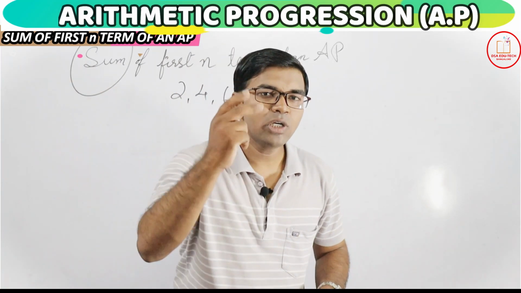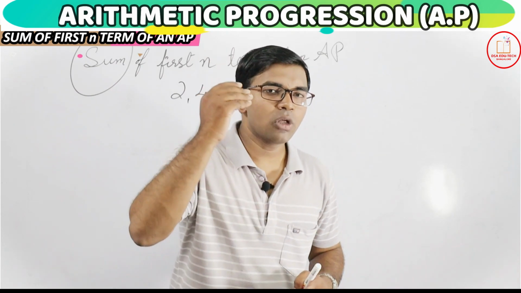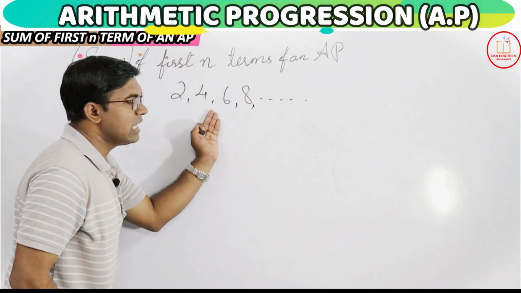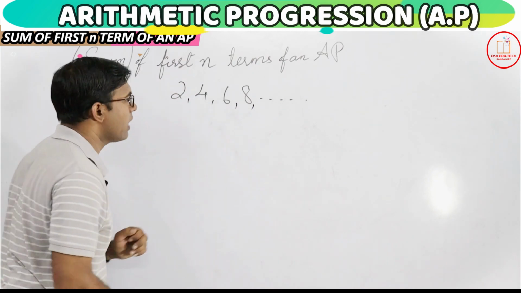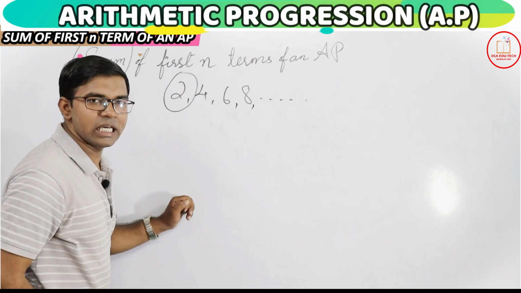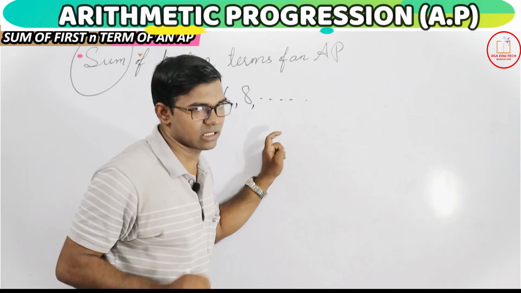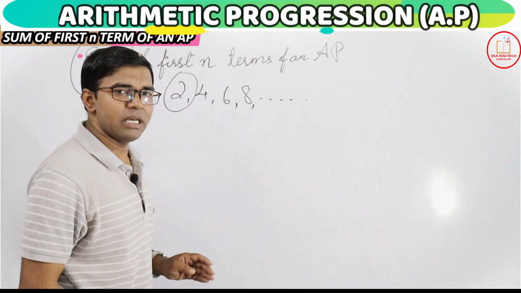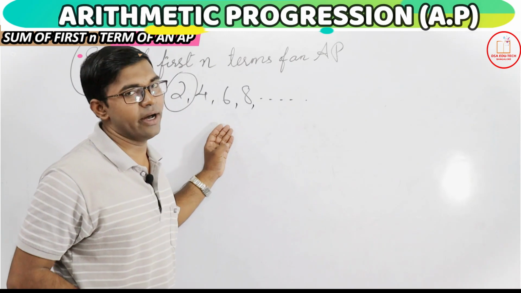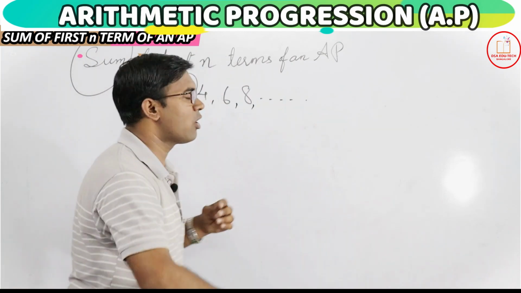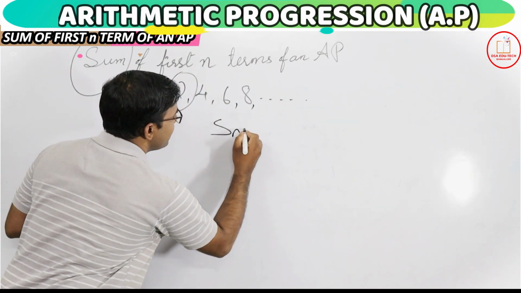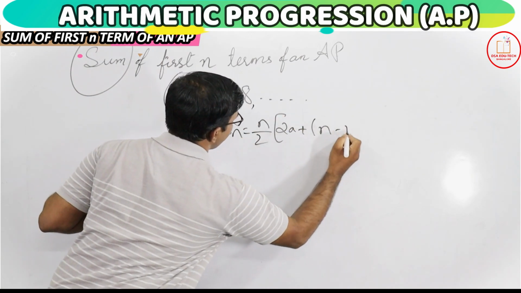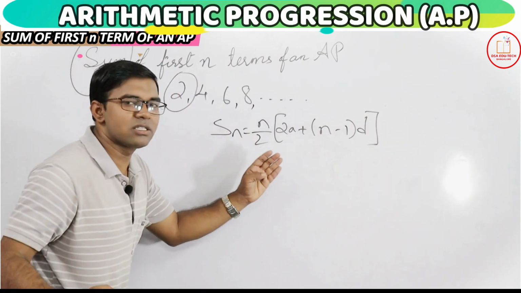For that we have two types of formulae. The first type of formula is for when the given series is an infinite series. As you can see here, we know the first term in this case, but we don't know the last term. So in this type of AP series, when you are asked to find the sum of an AP, we'll use the formula Sn is equal to n by 2 into 2a plus n minus 1 into d. So this is the formula.